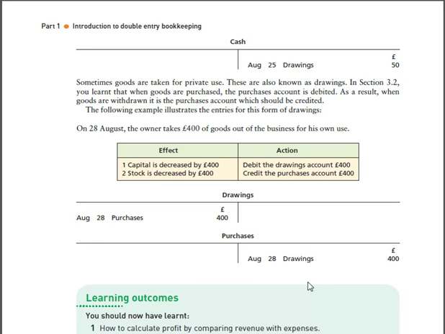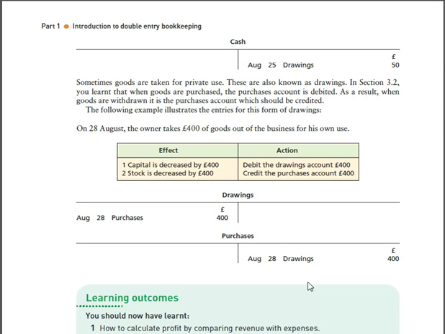Similarly, if instead of cash actual goods have been taken by the owner, the effect would again be a reduction in capital and a reduction in stock or inventory. So we would debit the drawings account because it has the effect of reducing the capital, and we would credit the purchases account because the actual stock that we have is reduced. So we will reduce the purchases account by 400. I hope you understand everything clearly in this.